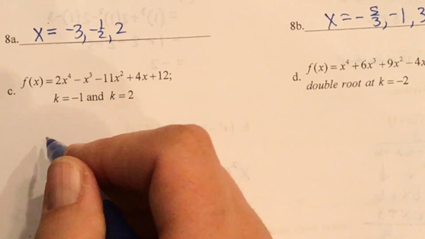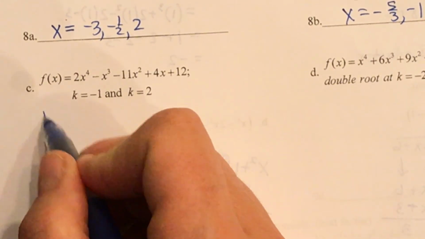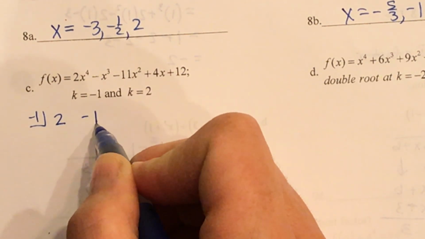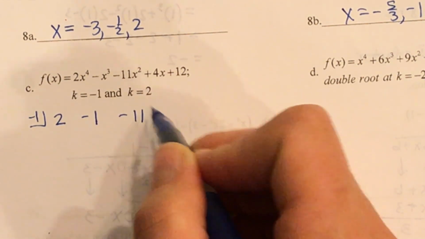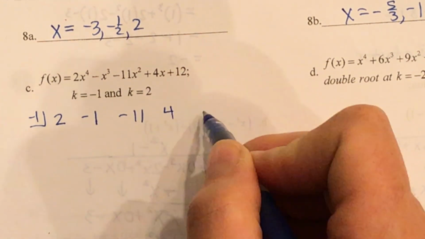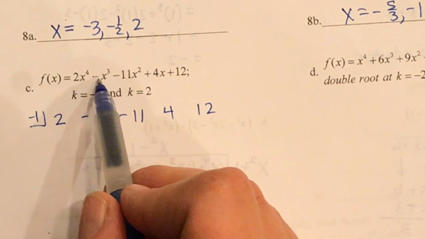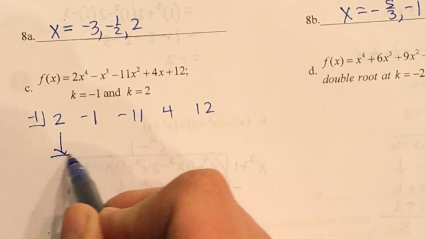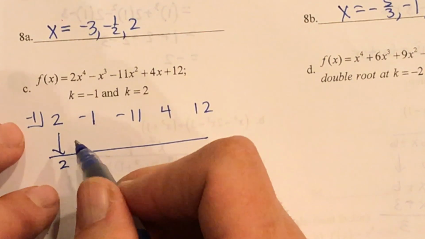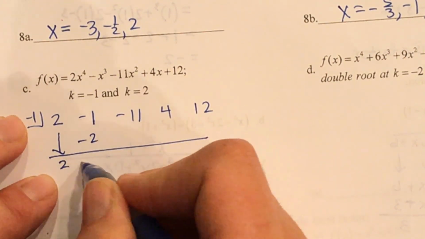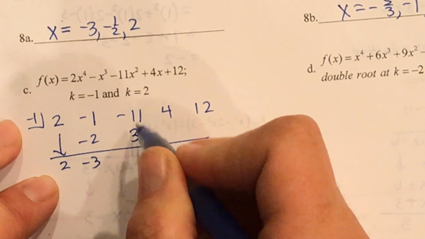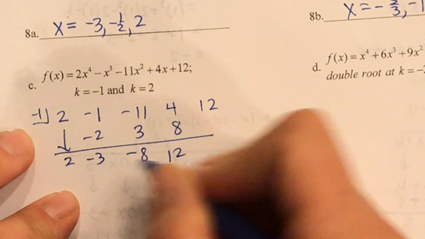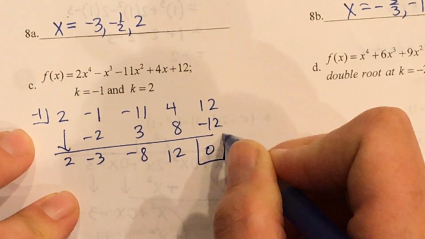All right, so here's how this is going to go down. I'm going to do synthetic division with the -1 in the box. 2, -1, -11, 4, and 12. 4, 3, 2, 1, 0. Notice I'm just being careful because there's lots of little places to make mistakes. -2, -3, that gives me a +3. A -8, that gives me a +8. That gives me 12. -12, 0, sweet.